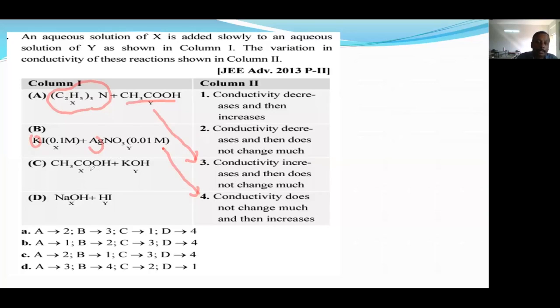Okay. Next, acetic acid and KOH. The conductivity first decreases because we are replacing the weak acid. Then it does not change much again because buffer formation will be there. First of all it will be salt, then it will be buffer. Okay, C answer will be 2. Then D answer will be the leftover, only 1. So now check A3, B4, C2. So the fourth option is correct, I think.